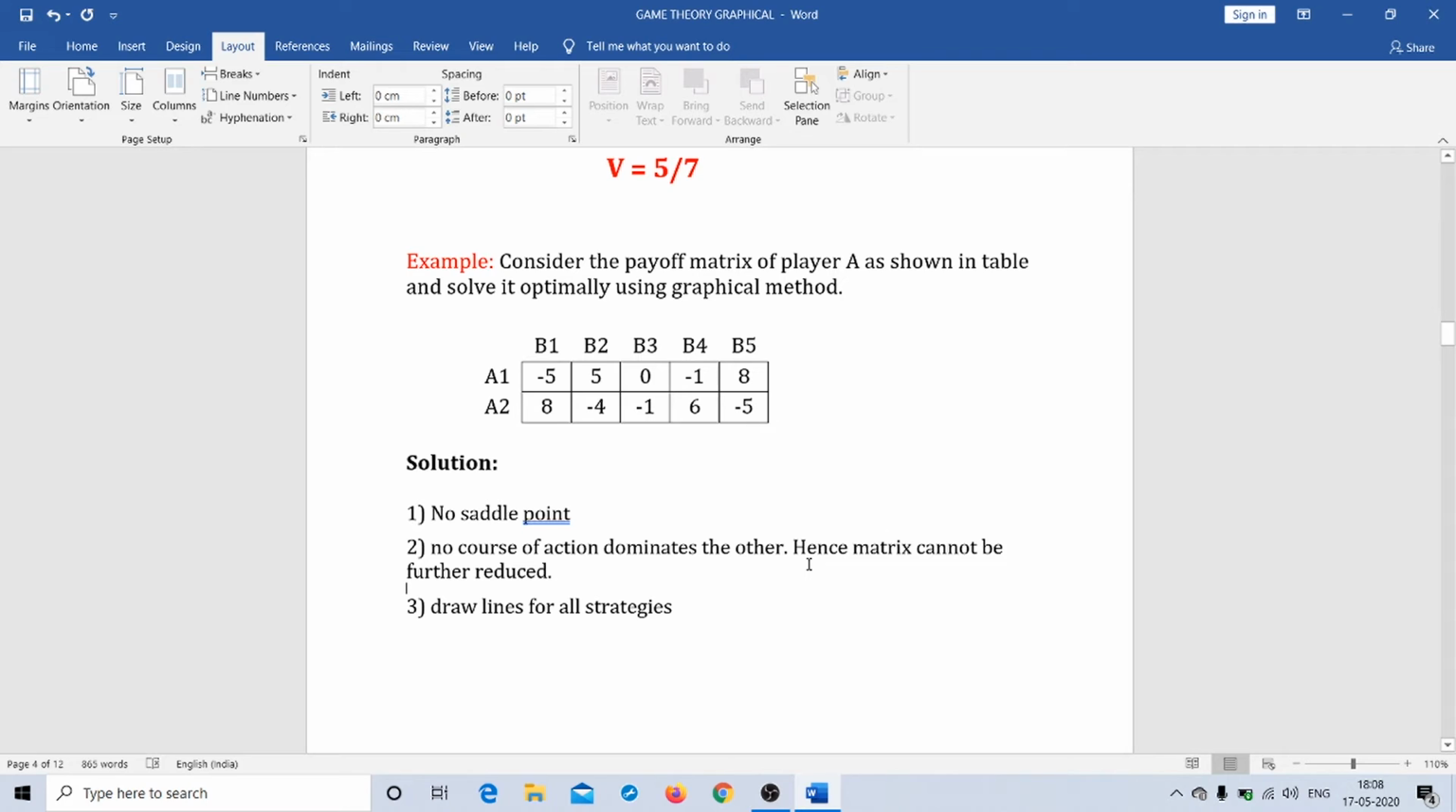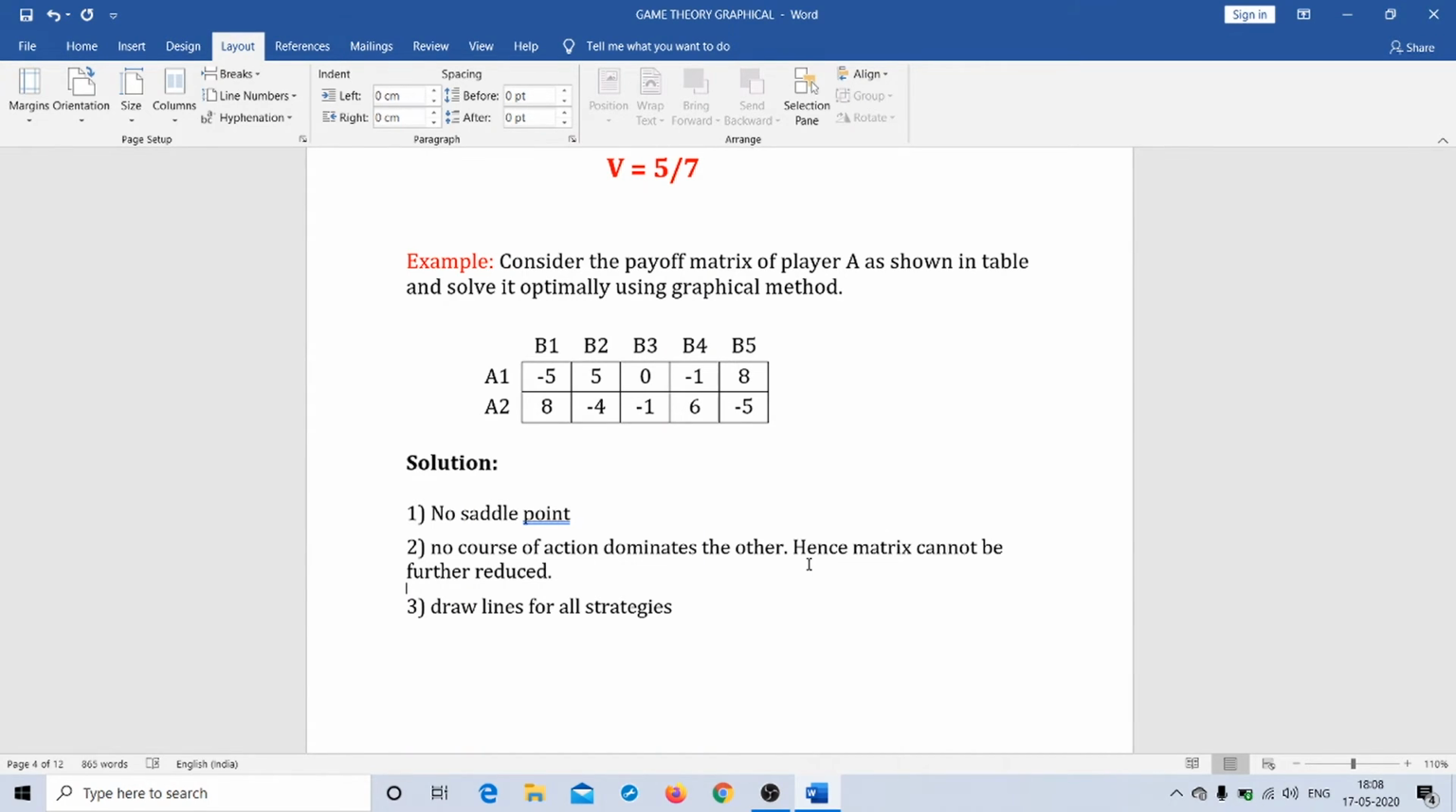So don't be under the impression that whenever you are given a problem to solve graphically, you can always use the principle of dominance and reduce it, and then you'll get the reduced matrix. Not necessarily, right? If your luck is good, you may get it like that. But in this particular example, I'm unable to implement the principle of dominance to reduce the matrix. Neither the row nor the column is dominating the other row or column respectively.